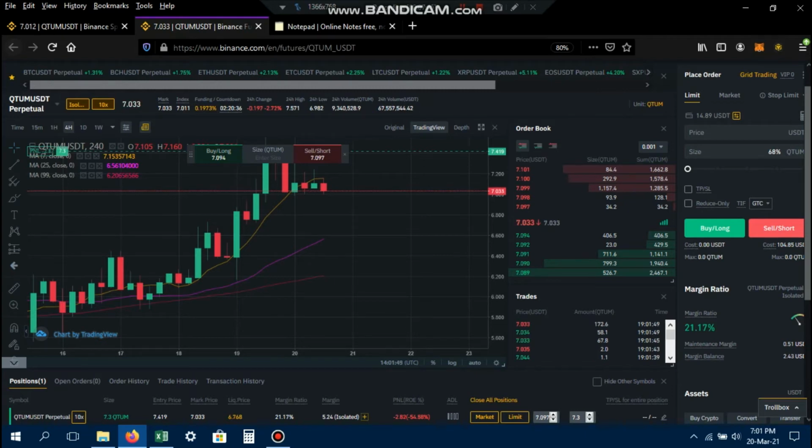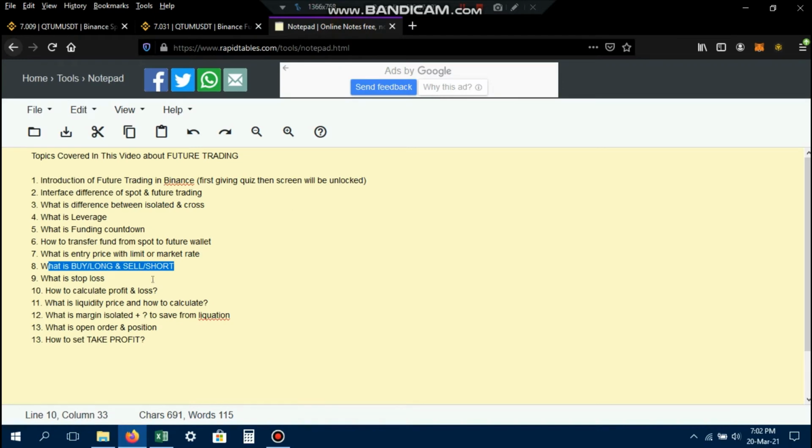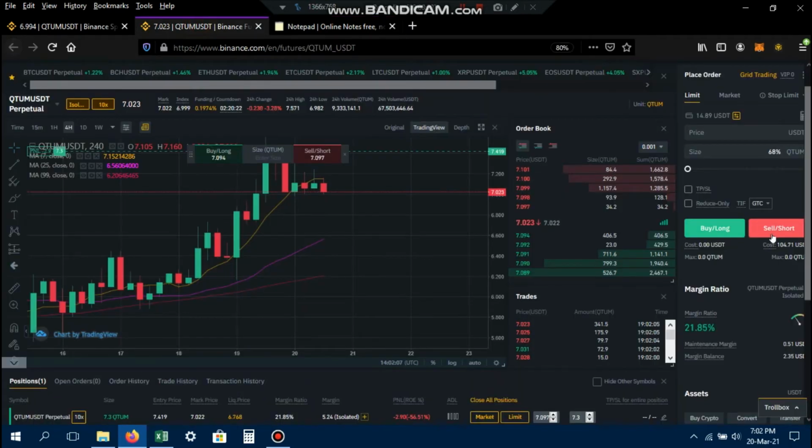Now you might be thinking it's the same as buy long and sell short. So I would suggest that currently you just leave this. I will explain it when I do a trading video, then you will get a clear picture of what is buy long and sell short. But just be clear on one thing: in futures trading, sell does not mean that you buy and then set the sell price. It is not like setting the sell price and then selling your coin.